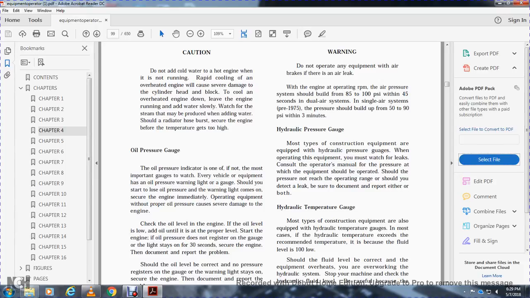Hydraulic pressure gauge. Most types of construction equipment have a hydraulic pressure gauge. When operating the equipment, it must be watched for leaks, and the operator's manual should be consulted for the operating pressure. If the pressure does not reach the operating range, or a leak is detected, the machine should be secured and the problem documented.